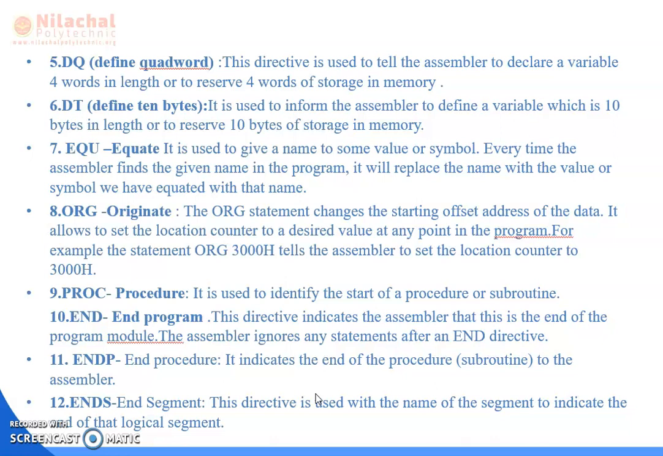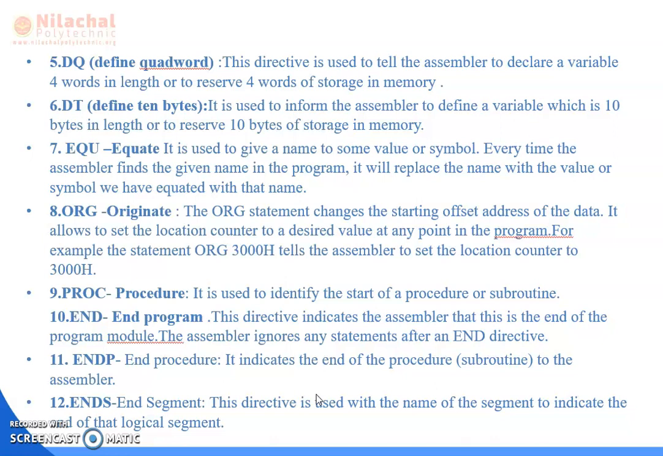Next, EQU means equate. It is used to give a name to some value or symbol. Every time the assembler finds the given name in the program, it will replace the name with the value or symbol we have equated with the name. Then ORG means originate. The ORG statement changes the starting offset address of the data. It allows us to set the location counter to a desired value at any point in the program. For example, the statement ORG 3000H tells the assembler to set the location counter to 3000H.